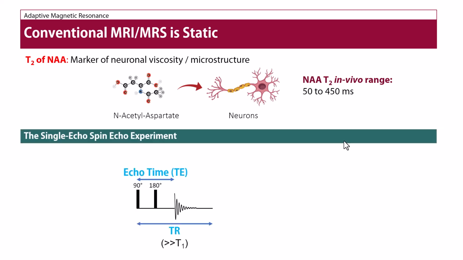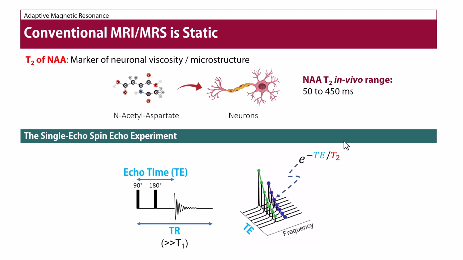The conventional measurement of T2 uses a spin echo sequence. I'm going to make a few simplifying assumptions. We're going to acquire a single echo in each excitation and keep TR long enough to let the spins return to thermal equilibrium. By varying the echo time, we can acquire data points which lie ideally on an exponentially decaying curve. We then fit this curve with an exponential to extract T2.